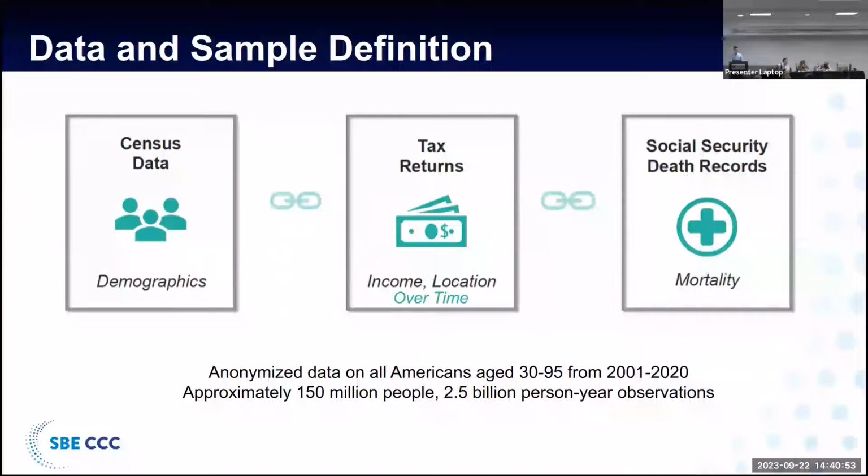So the data we're working with is a linkage between the 100% sample of census respondents, from which we're getting demographics, including race and ethnicity, linked to the 100% sample of tax returns, from which we can observe people's incomes, whether they file or if they don't file, as long as they receive information returns like W-2s from their employer. And we can also see people's location from their tax returns. And finally, we get the Social Security death records, mortality linked in with this data, and put that together, we get anonymized data on pretty much every American aged 30 to 95 between 2001 and 2020. So that's a total of about 2.5 billion person-year observations.